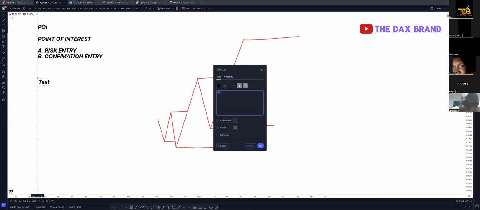People call it support and resistance, but it's not. When it comes to mixing it with how we trade, we call it the QMR, Quasimodo Reversal. We also have Quasimodo continuation, QMC, Quasimodo continuation.